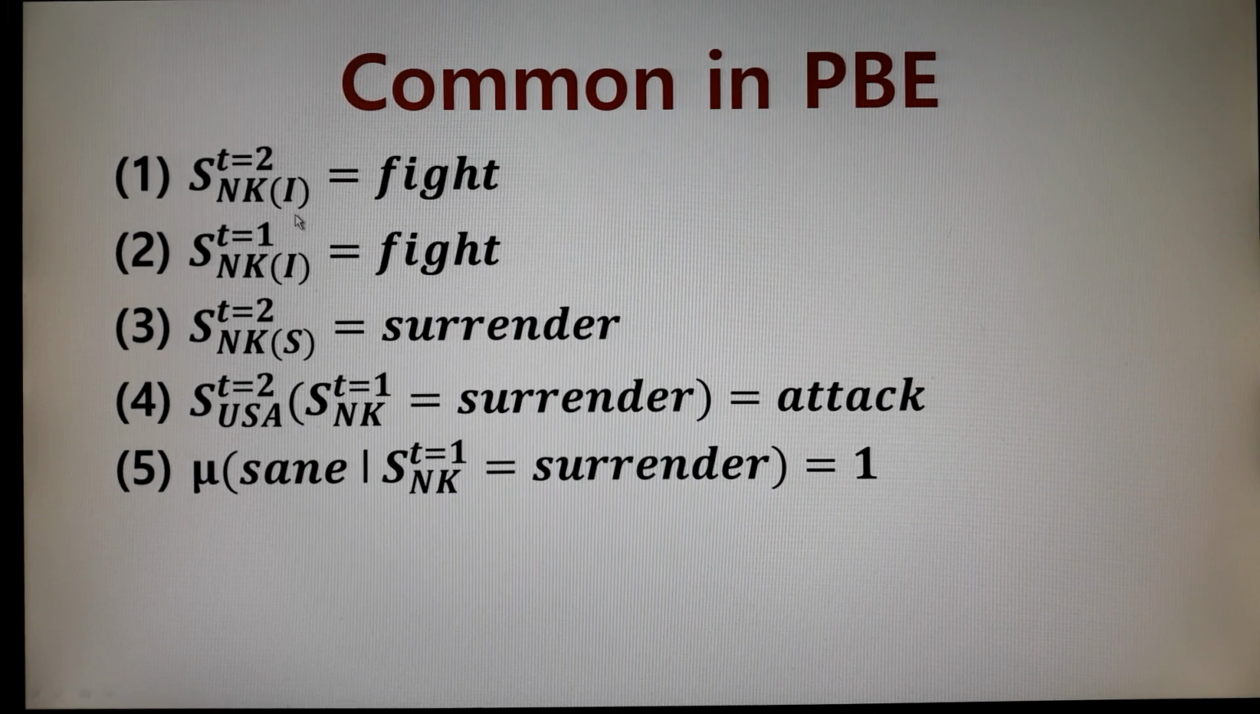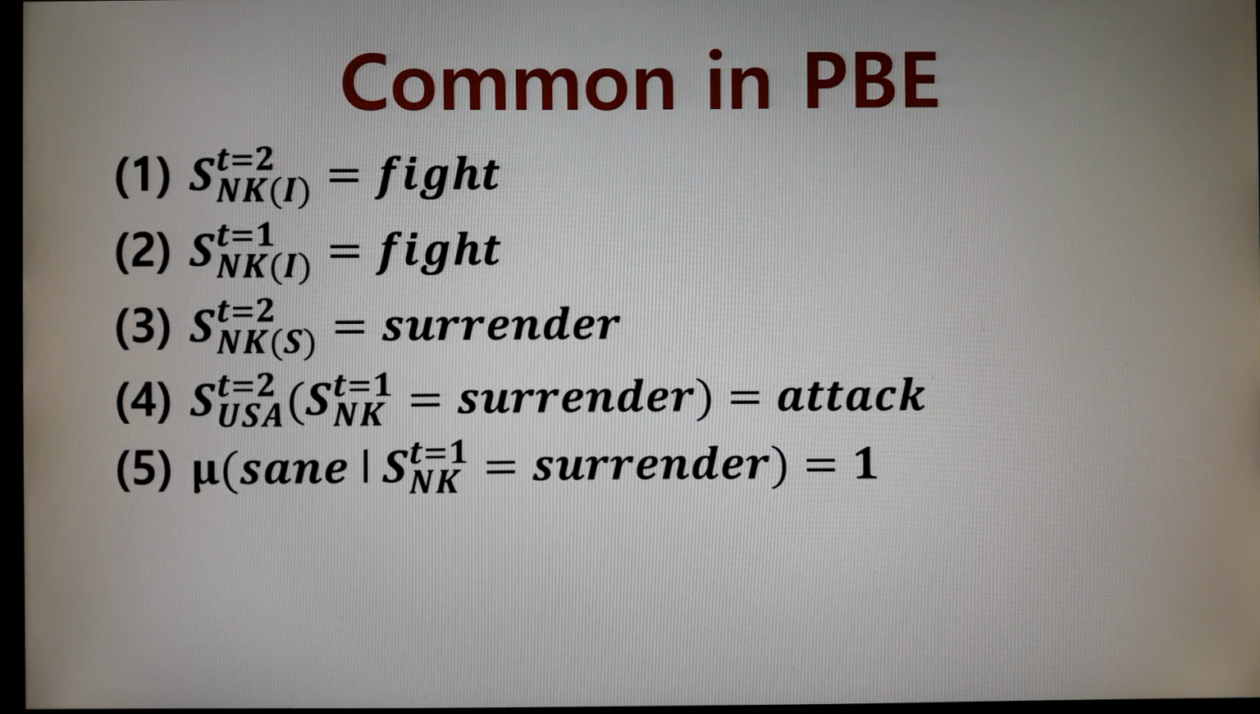The North Korea, I means insane, crazy. North Korea, S means sane, normal. So for North Korea, because there are 2 different types, North Korea insane, North Korea sane, and the U.S.A. So even though there are 2 players, the U.S.A. and North Korea can be sane or insane. So we have to treat it like a 3-player game: U.S.A., sane North Korea, insane North Korea. Already 3 things to be considered. Then we have period 1, period 2.